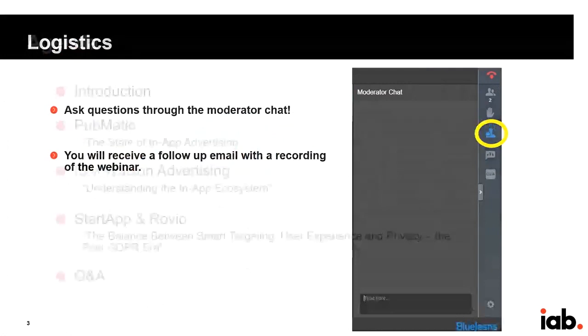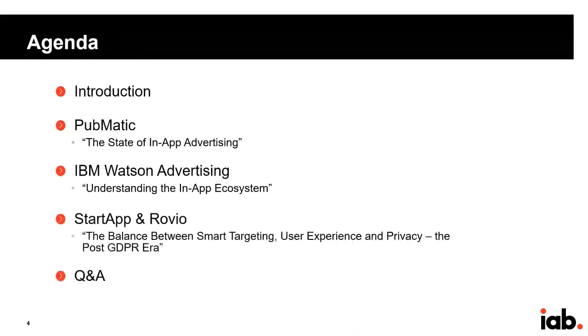Next is the agenda. I'm going to give a short introduction on the in-app advertising space. Then we'll hear a presentation from Pubmatic on the state of in-app advertising. After them, IBM Watson Advertising will be presenting on understanding the in-app ecosystem. And then we're going to end our presentations with a conversation from StartApp and Rovio, and they're going to focus on the balance between smart targeting, user experience, and privacy, the post-GDPR era. And then, as I mentioned, we're going to end with Q&A.